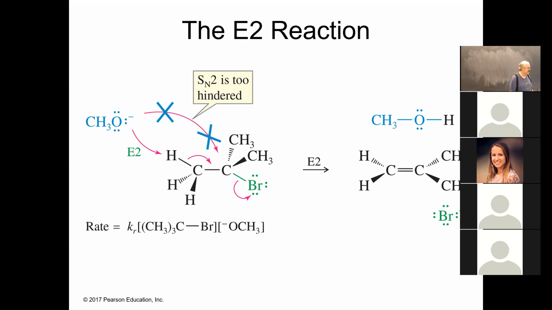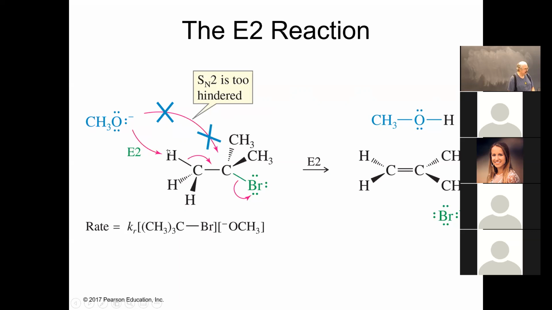Earlier, in the last chapter, we talked about how a tertiary halide cannot undergo SN2 because the backside is too crowded, too hindered. But if we have a strong base, this is methoxide, the conjugate base of methanol, since it can't undergo SN2, it turns out it can undergo E2, and it can undergo E2 very readily.